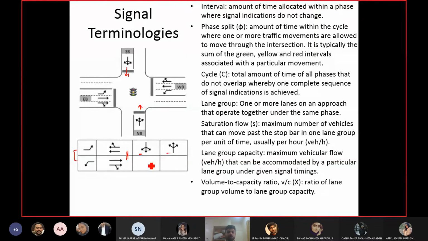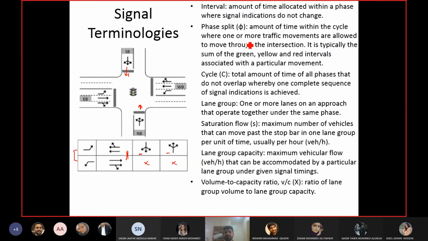There's nothing here because no other approach is operated with this one. If there was another approach operating with this phase, then I would have mentioned it here. So this is a ring diagram. What I was saying is that when this side is receiving the green, this is one interval. When this side receives the yellow, it is another interval. When this side receives the red, it is another interval, and so on and so forth.